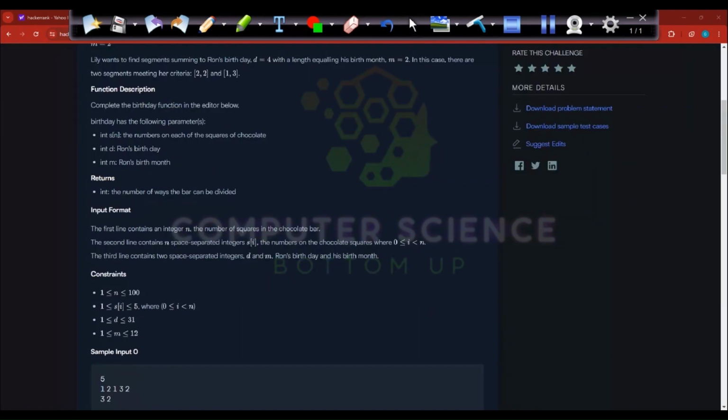What are the constraints? The number of squares is going to be between 1 to 100. And every integer value that you are going to take is going to be between 1 and 5. These are the constraints that you have to be mindful of while solving. And then of course the constraint for the birthday is going to be between 1 and 31, right? And the constraint for month is going to be between 1 and 12.